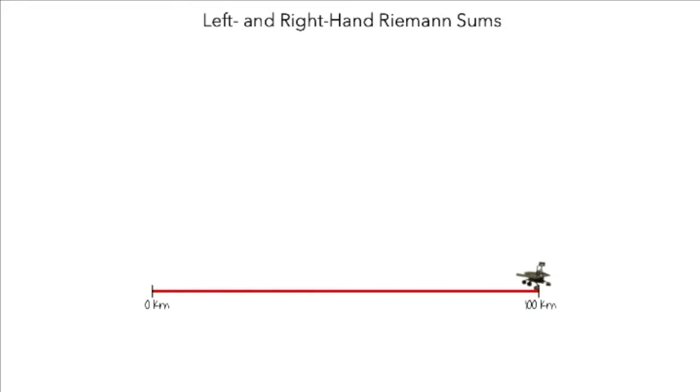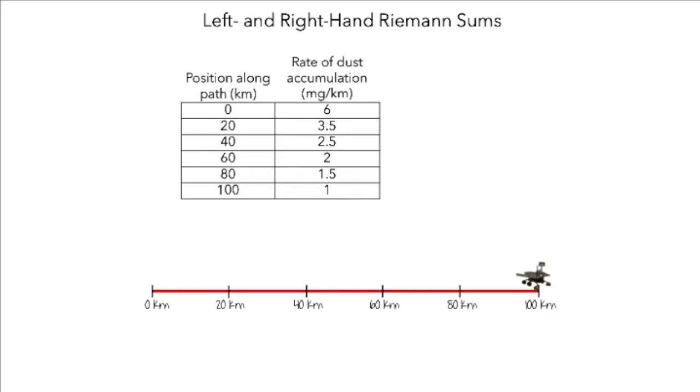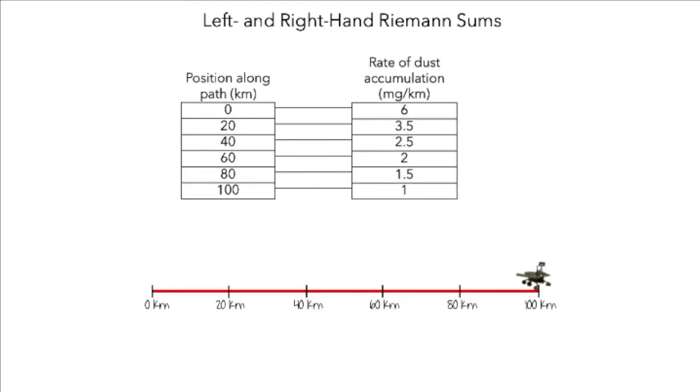To do this, we use Riemann sums. In particular, we want to compute left and right-hand Riemann sums and write these using sigma notation. To do this, we first divide the rover's strip into equally sized intervals. In this case, each interval is 20 kilometers long. We'll look at our data that shows the rover's position along the path and the rate of dust accumulation. And we'll add a column to note the length of each interval.